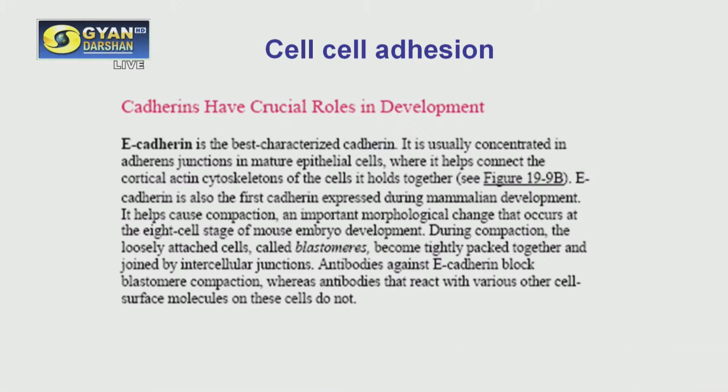During compaction, the loosely attached cells called the blastomeres become tightly packed and joined by intercellular junctions. So if you use antibody against E-cadherin, what will happen? E-cadherin will be destroyed and it will arrest the blastomere compaction. And therefore, these normal embryological processes will get hampered.